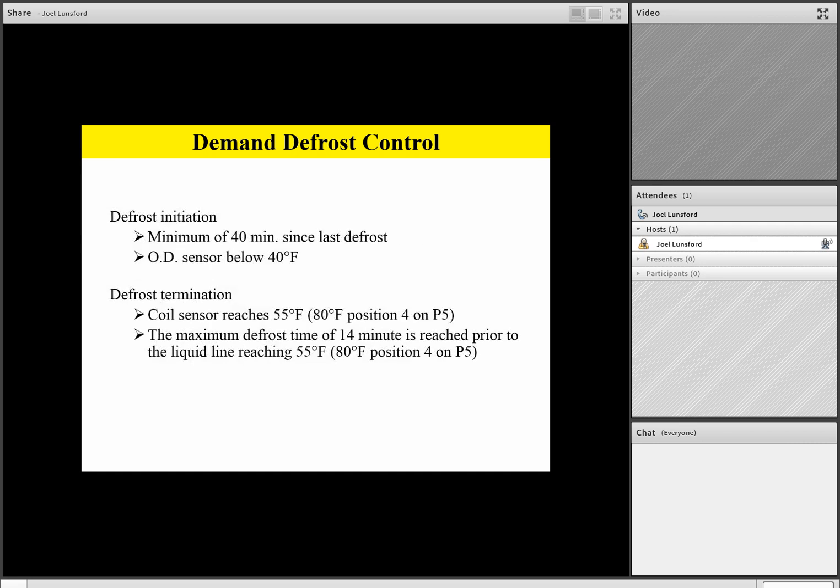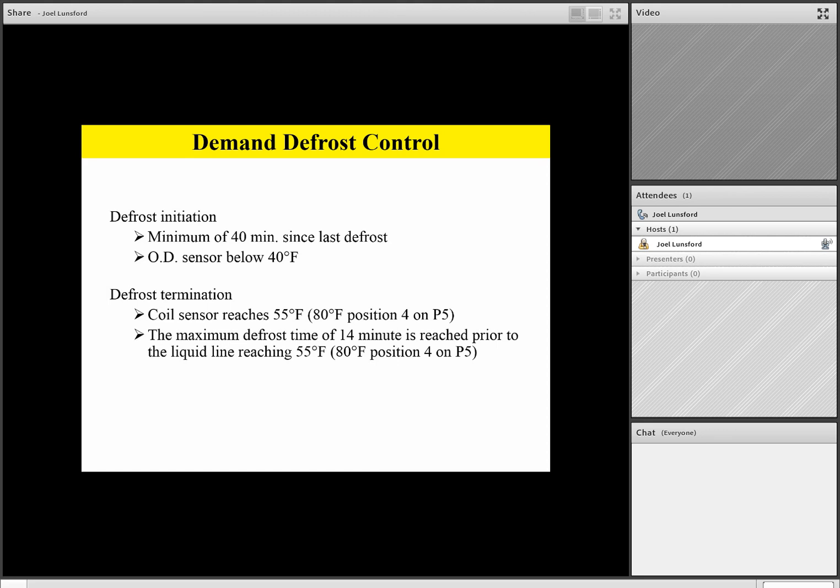Some of the base core engineering of all the defrost controls are going to be as follows. There will have to be a minimum of 40 minutes between defrosts, or since the last defrost. This prevents the unit from short cycling in case we have a bad sensor. The outdoor temperature has to be below 40 degrees before it will initiate defrost.